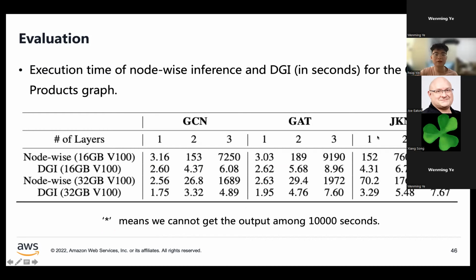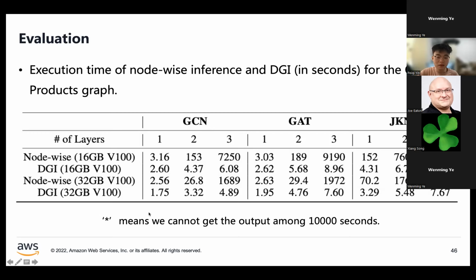First is the evaluation time of node-wise inference and DGI, and we only perform this on the OGBN-Products graph. Here are GCN, GAT, and JKNet, with 1 layer, 2 layers, and 3 layers. We can see that with the increase of layers, the execution time of node-wise inference increases exponentially. We can see 1 layer takes 3 seconds, 2 layers 115 seconds, and 3 layers 7,000 seconds. But DGI increases linearly. It takes 2 seconds, 4 seconds, and 6 seconds.